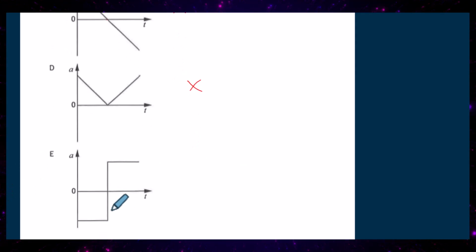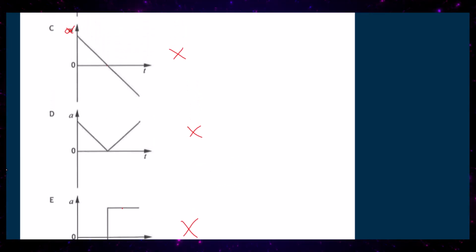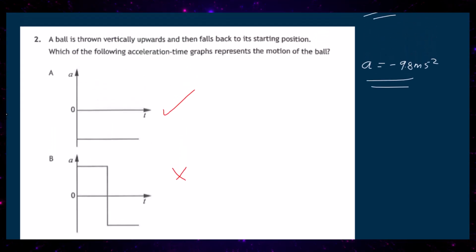And our final one then is this one here. We can see we've got two accelerations again, a plus acceleration and a minus acceleration. That's wrong. When you throw a ball into the air, it's only got one acceleration, and that's acceleration due to gravity, and that's going to be represented by this first graph here.